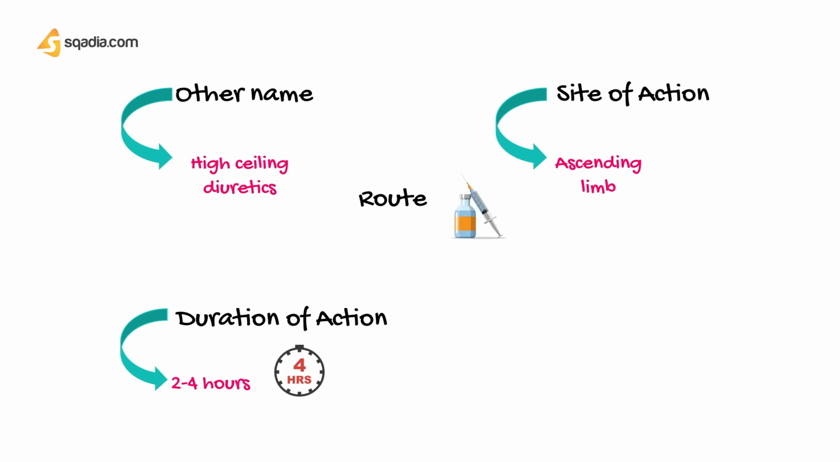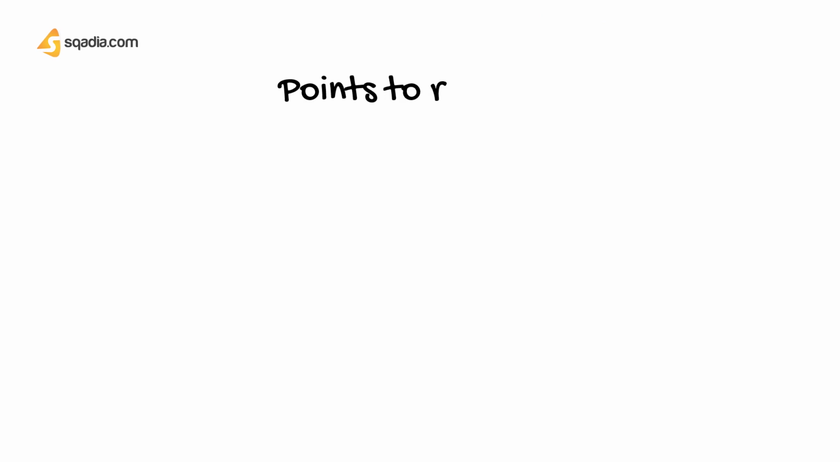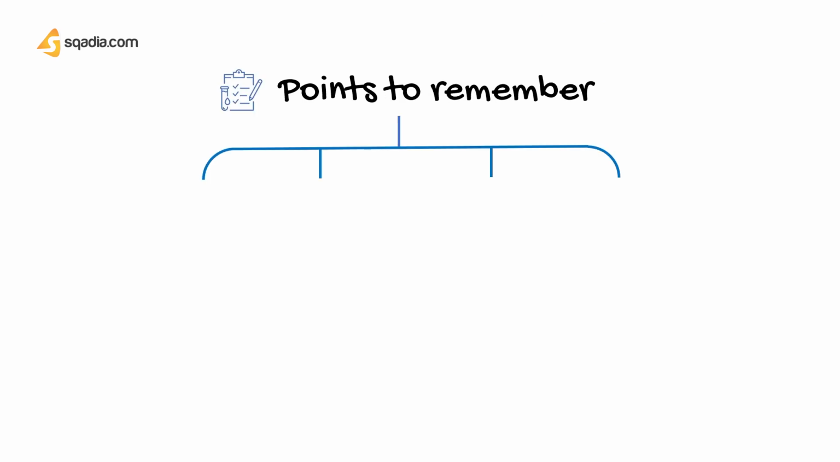Next comes the route. The thiazides were available by the oral route, whereas loop diuretics are available in both oral as well as parenteral route. Next, see the excretion. Now their excretion is also via the same route, that is through urine in the kidneys. Now there are certain important points that we should remember regarding the individual drugs. Whenever we are discussing loop diuretics, we should keep following points in mind.